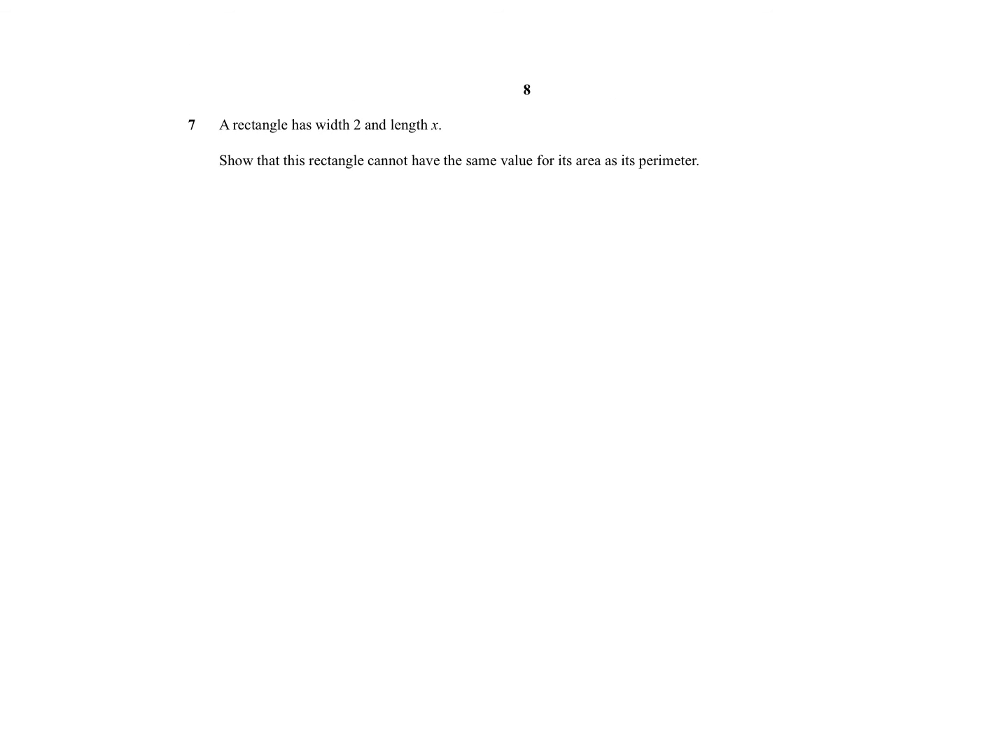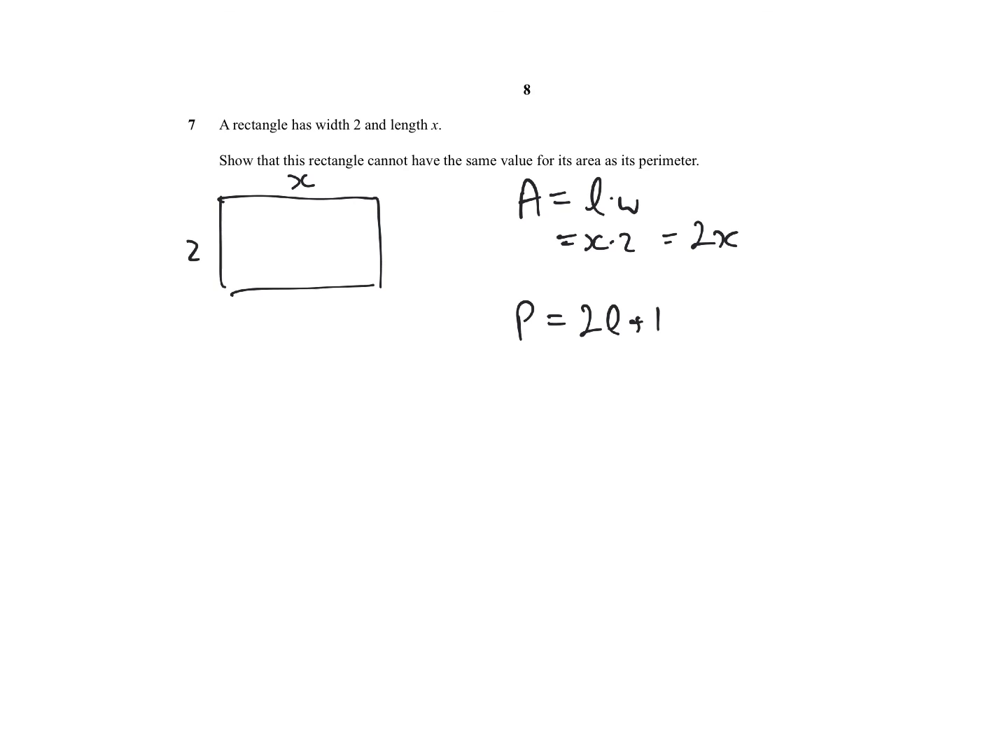And then on the last page, a rectangle has a width of 2 and a length of x. Show that this rectangle cannot have the same value for its area and its perimeter. So see how open this question is, but ultimately the other questions that we saw sort of structured the way that we would do this, right? We are going to write down an expression for the area. We're going to write down an expression for the perimeter, 2 lengths plus 2 widths, 2 x's plus 2 times 2, which is 2x plus 4.